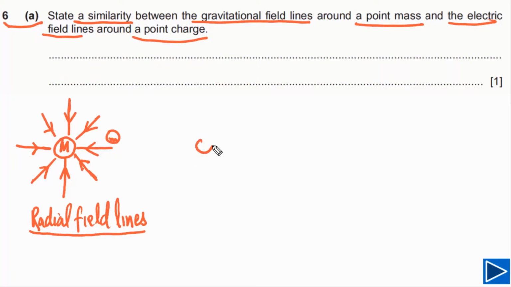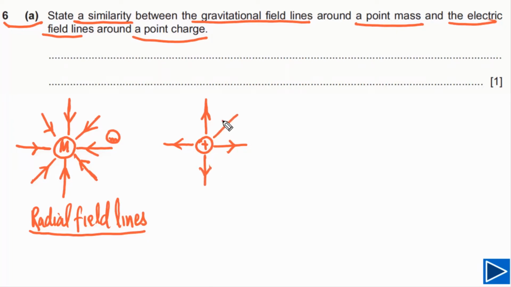Now imagine that we have a positive point charge. In this case, if we need to draw electric field lines, we have to draw these field lines pointing away from this charge. So this is how we can draw the field lines if the charge is positive.